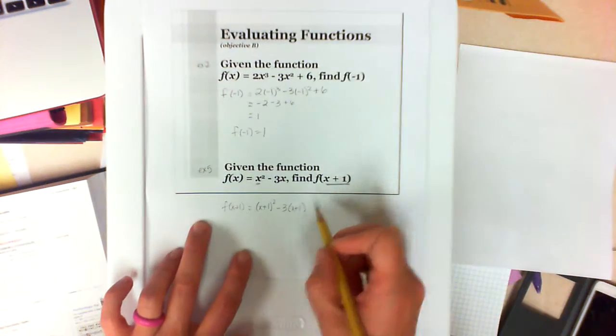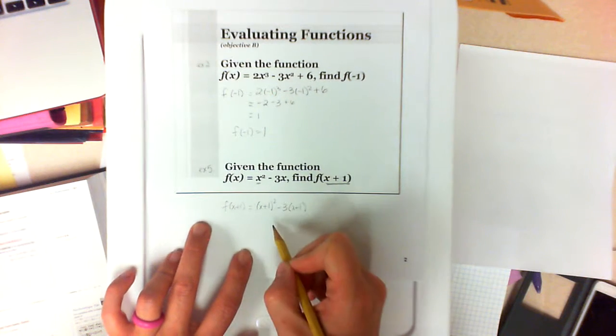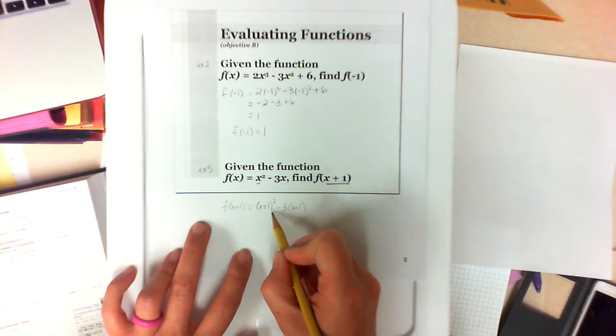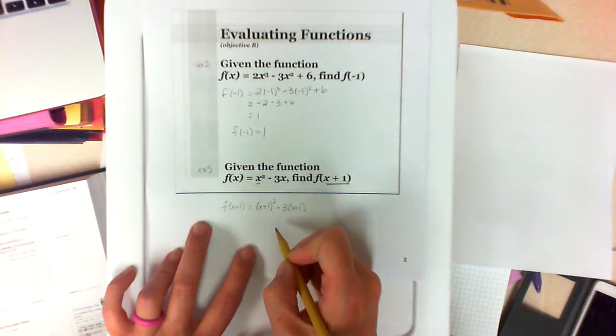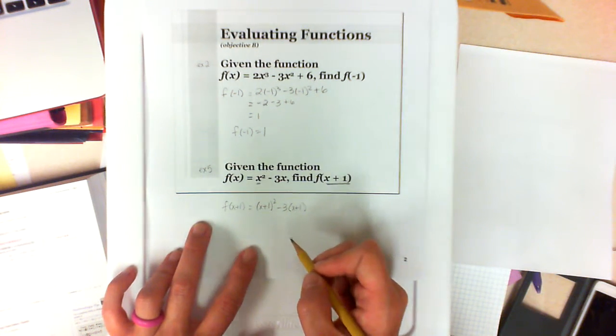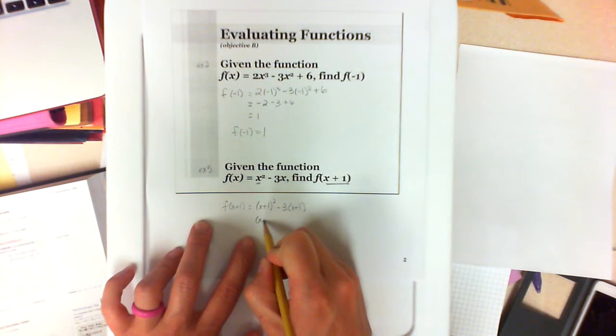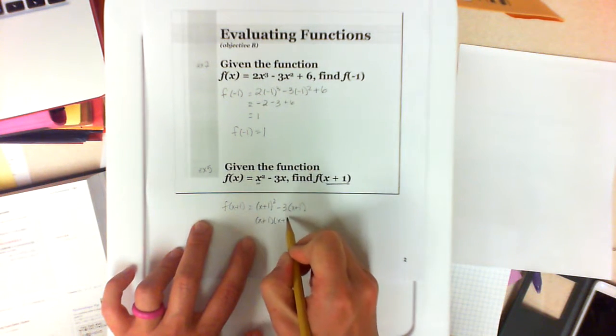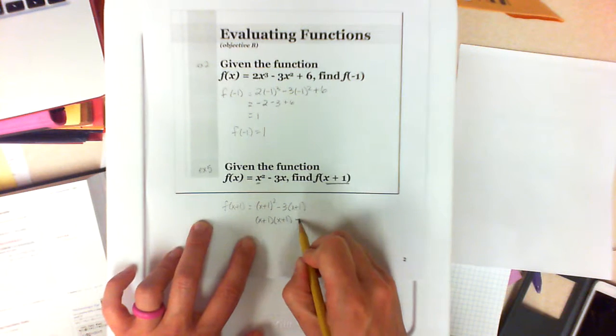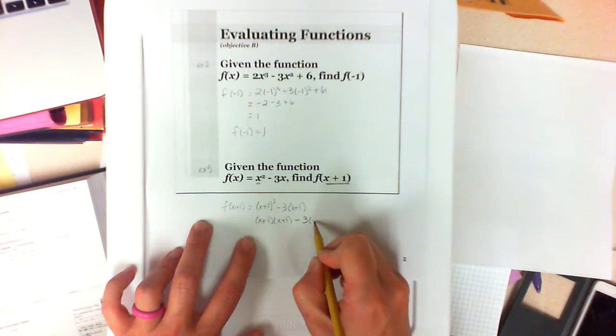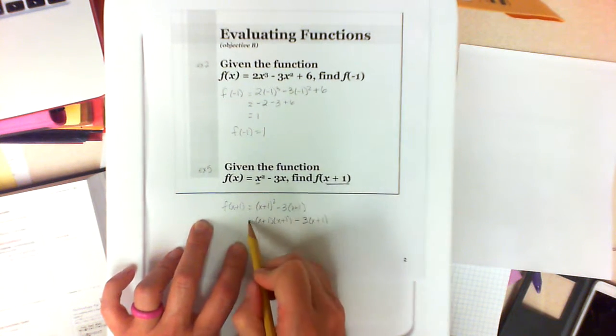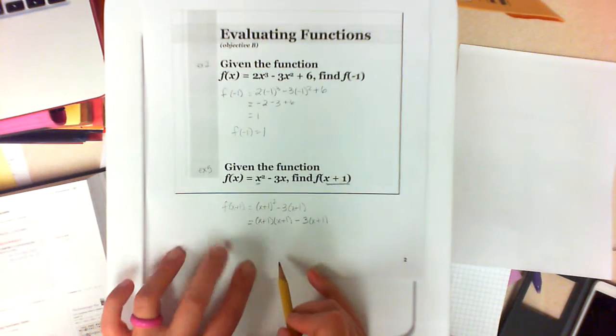And now I just simplify. So x plus 1 squared, don't forget that you're going to have to expand this. And then a mnemonic you're probably familiar with is FOIL: first, outside, inside, last. So you could rewrite this as x plus 1 times x plus 1, that first part, and it's still minus 3 times the quantity of x plus 1. And it's equivalent to my previous line, so I'm going to carry my equal sign down.